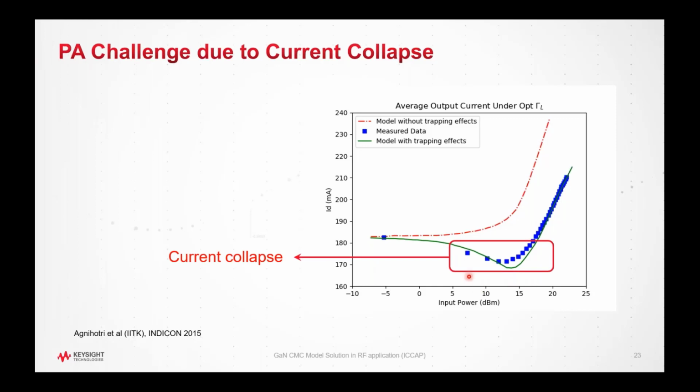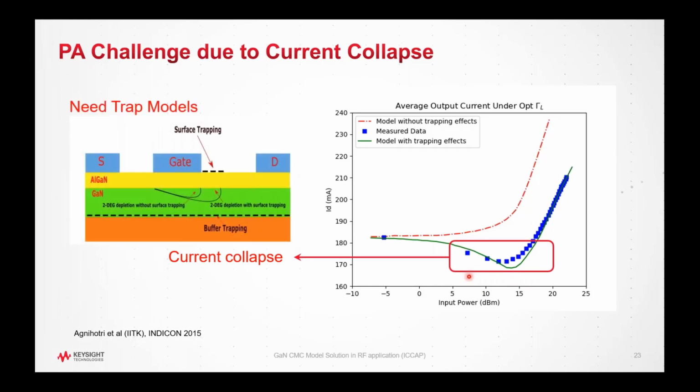Okay, so this current collapse, like I just mentioned, is caused by the gate lag and the drain lag, and that is because of the surface trap and the buffer trap. And these are something you cannot avoid if you are using these gallium nitride devices.